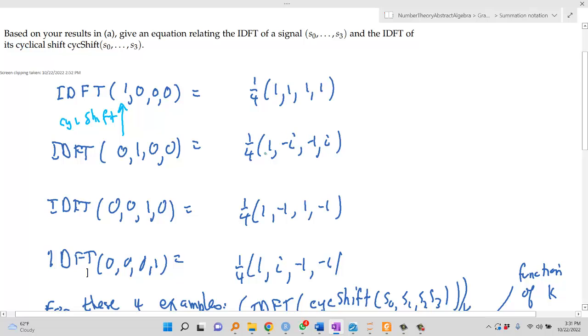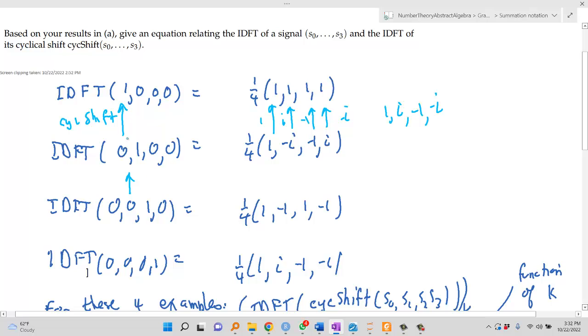Now, how do I go from this transform to the one above? Think about it term by term, entry by entry. This is the same, so I multiply this by 1. To get from minus I to 1, I multiply by I, since I times minus I is equal to 1. To get from minus 1 to 1, I multiply by minus 1. To get from I to 1, I multiply by minus I. Look at this pattern: 1, I, minus 1, minus I. Does that look familiar?